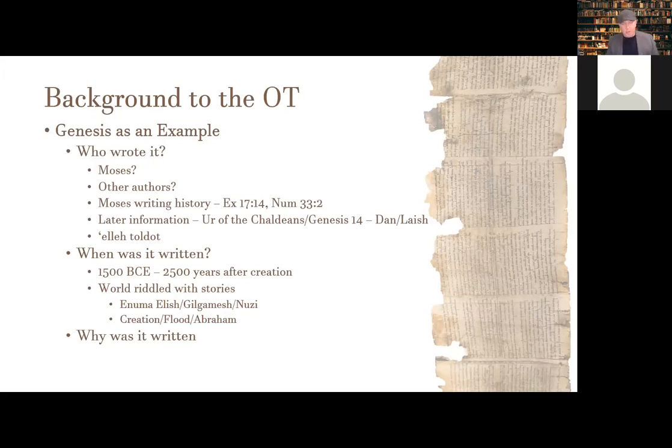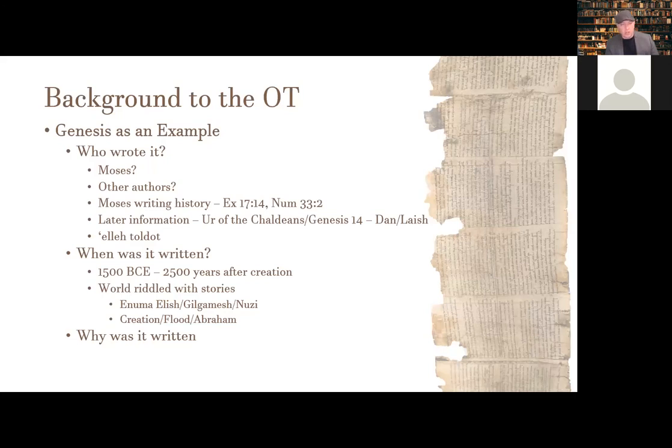Nobody back then had their iPhone where they could look up Laish and ask, where is Laish? Oh, Dan. They didn't have that in the ancient world. So is it okay for a scribe to come along later on and say, this is really the area of Dan? Those are questions we have to come to terms with. So who wrote it? I would say Moses. My opinion, Moses wrote the book of Genesis, and other authors may have added some scribal notes to the text, and that's okay.